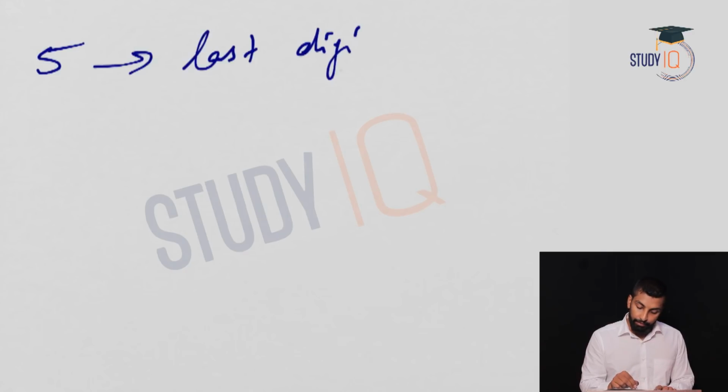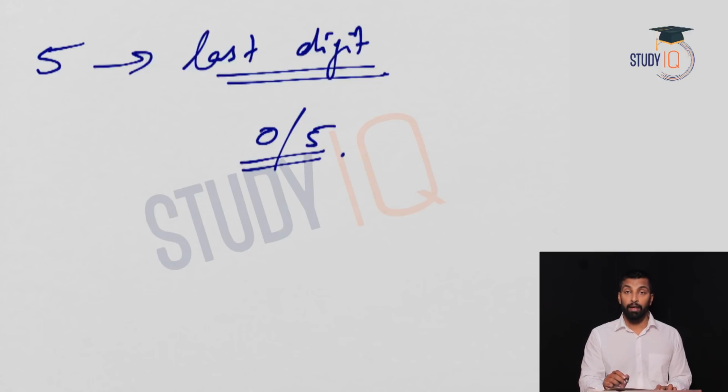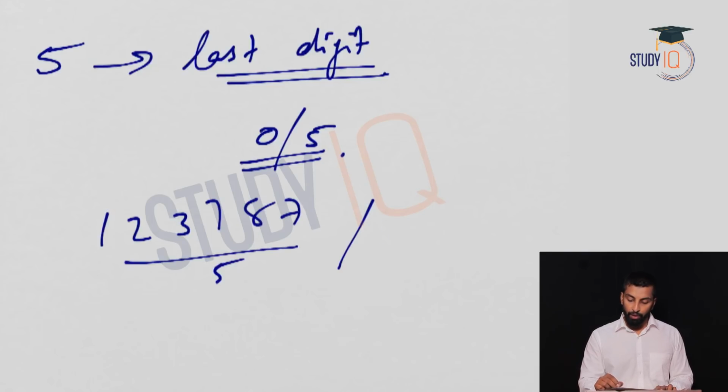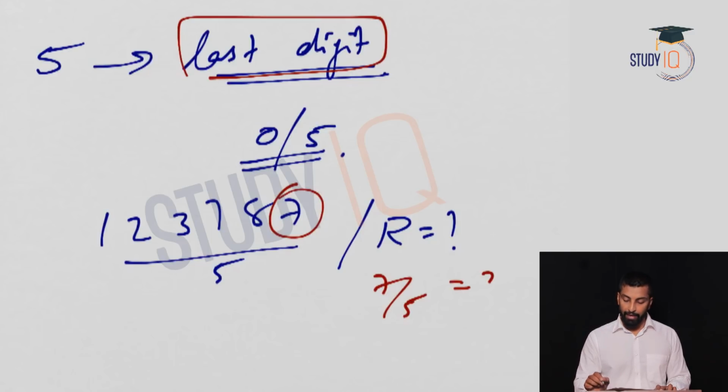This is the last digit. Okay, what is the condition? Last digit should be either 0 or 5. So if you get a question like 1, 2, 3, 7, 8, 7 divided by 5, what is the remainder? What is the answer? You see whether it is 0 or 5. It depends on the last digit, just look at the last digit. Last digit is 7, you divide 7 by 5, write the remainder 2.